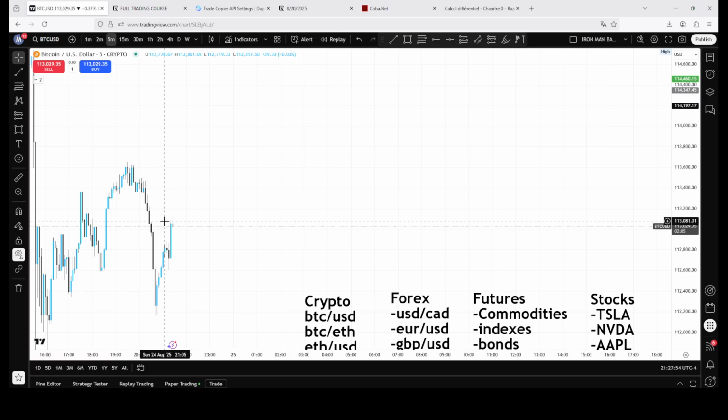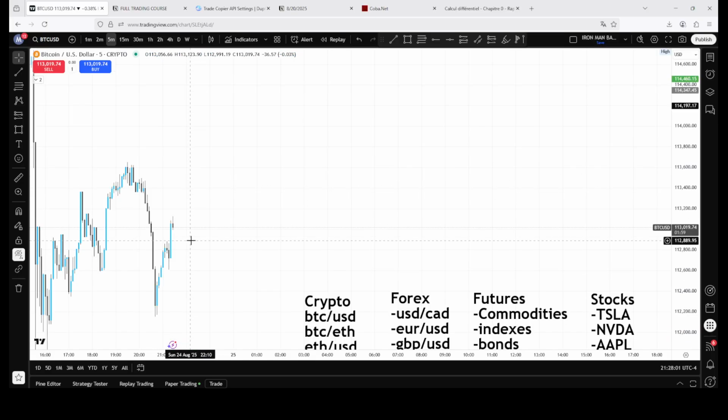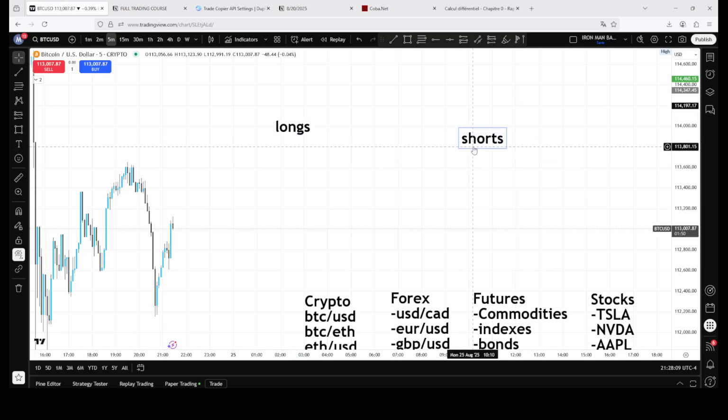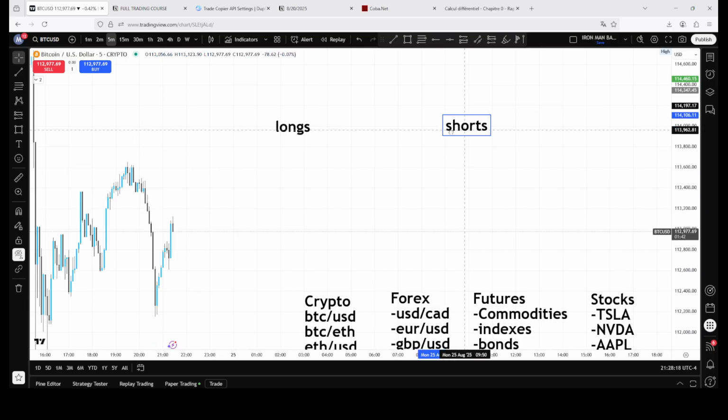Or you can do the opposite as well. You can sell and wait for the market to go back down and then buy, which we call shorting. There's two different kinds of positions. There's longs, right, which is basically buying, and there's shorts. Shorts are a bit more complicated. Shorts, in short, is basically the action of buying a certain asset at a price.